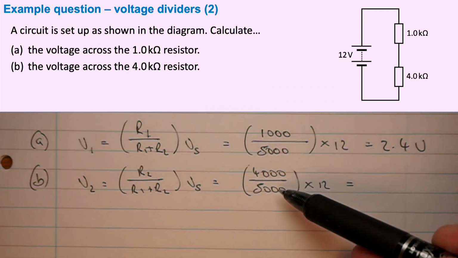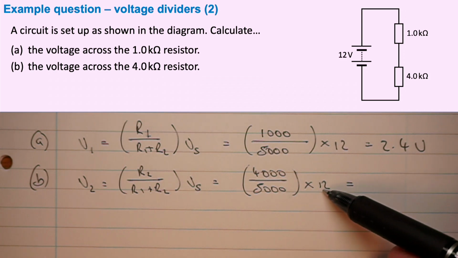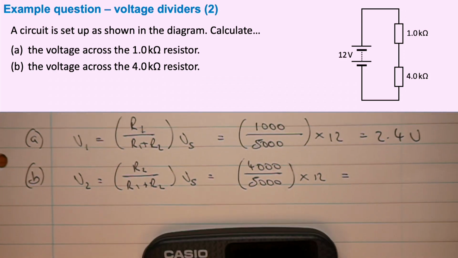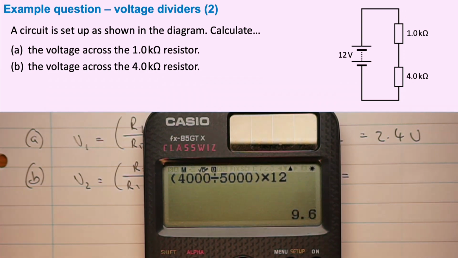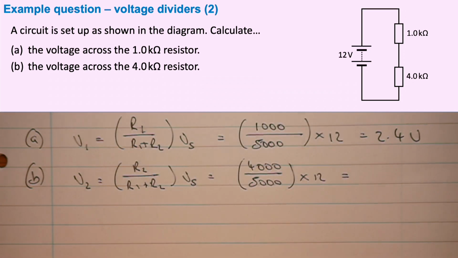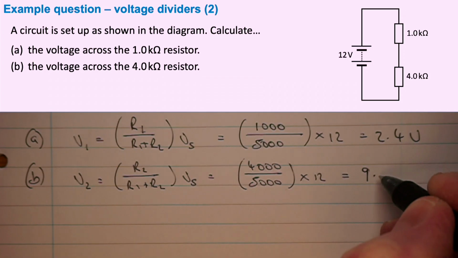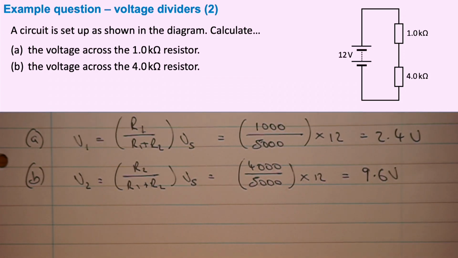So R2 over R1 plus R2 times Vs. That's going to give us V2. And I'm sure we know, press equals, and then of course press the SD button. It gives us 9.6 volts, as we had before. So that is, believe it or not, example number 2.